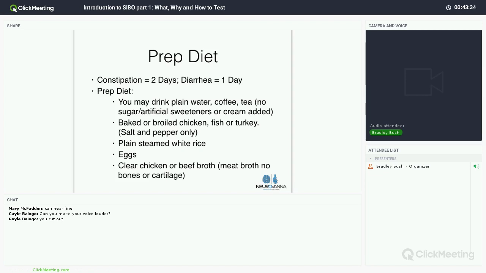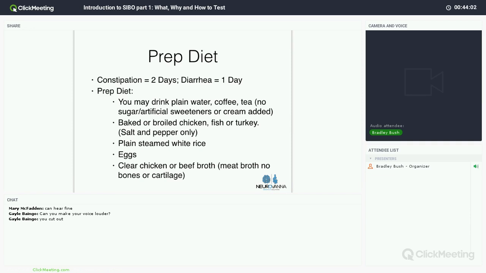Once again, we talked about the prep diet: for constipation it is 2 days, and for diarrhea and anybody else it is just 1 day. In that prep diet, and this is sometimes where patients are trying to negotiate with you about what they can or cannot eat, but really this is what you can eat. It's not about what about this or what about that. It's like, no, these are just what you can eat. You can drink plain water, coffee or tea, no sugar, no sweeteners, no cream, no nothing.